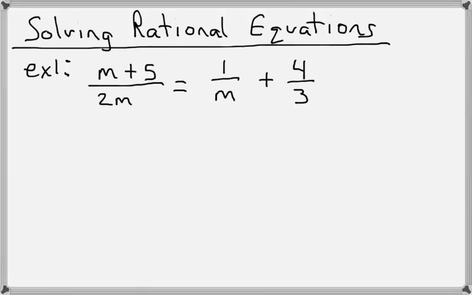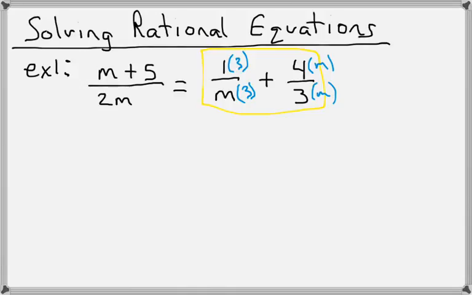We have m plus 5 over 2m equals 1 over m plus 4 over 3. Our first option is going to be to go ahead and combine our fractions on the right here into one fraction. So in order to combine fractions, we need a common denominator. We did that in previous lessons. So our common denominator in this case is going to be 3m. So I'd need to multiply that first fraction top and bottom by 3, and the second fraction top and bottom by m.